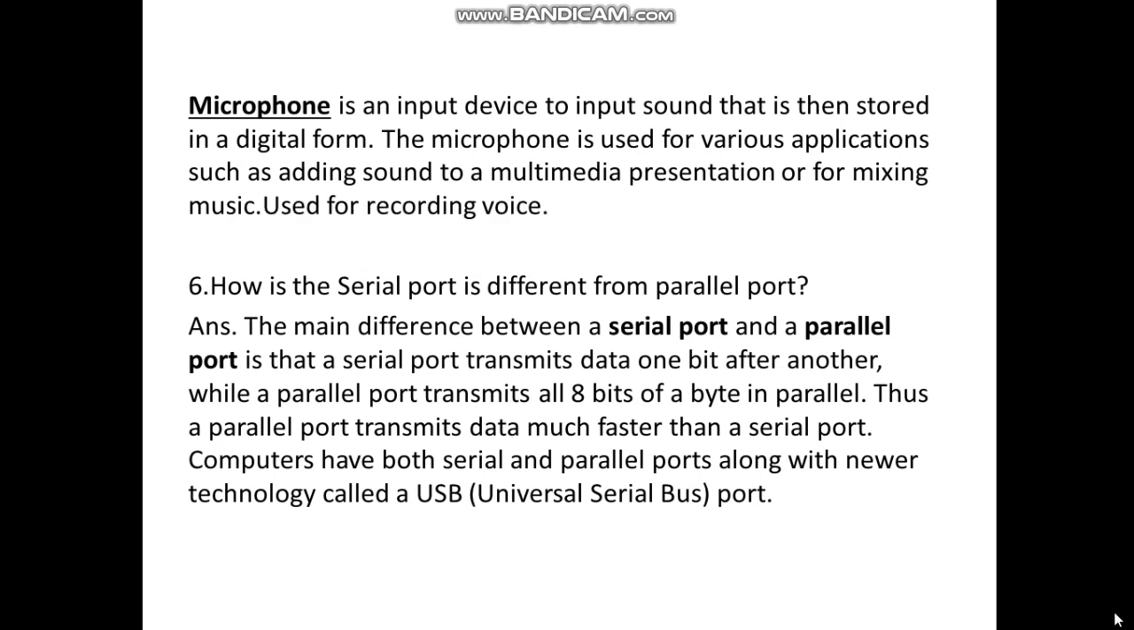Next question is, how is the serial port different from the parallel port? The main difference between a serial port and a parallel port is that a serial port transmits data one bit after another, while a parallel port transmits all 8 bits of a byte in parallel. Thus, a parallel port transmits data much faster than a serial port. Computers have both serial and parallel ports along with newer technology called a USB, Universal Serial Bus, port.